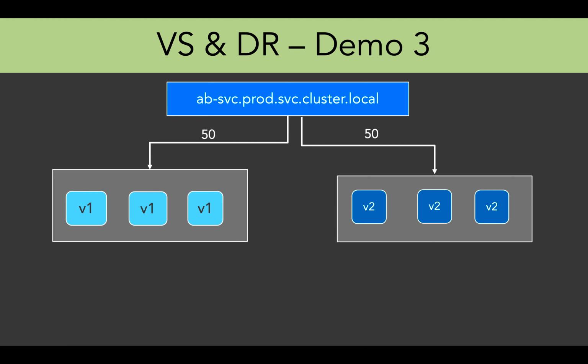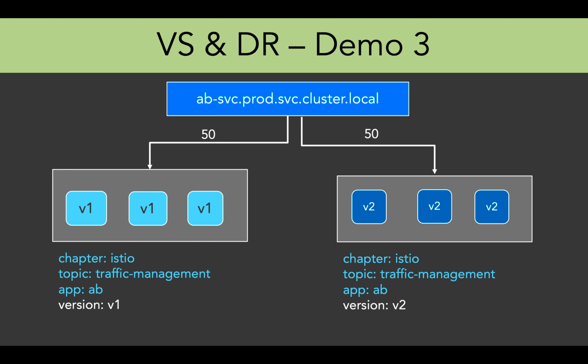Now, how do you achieve this? The trick here is in the deployments, or how you create the service, rather than in the virtual service and DR. So this is how I would label the deployments for this particular service. The pods of this deployment will be labeled with chapter istio, topic traffic management, and app AB, version v1. And the deployment of this pod will be labeled as chapter istio, topic traffic management, and app AB, and finally version v2. But while creating this service, I'll mention the selector to be only chapter istio, topic traffic management, and app AB, which is common in both the deployments.